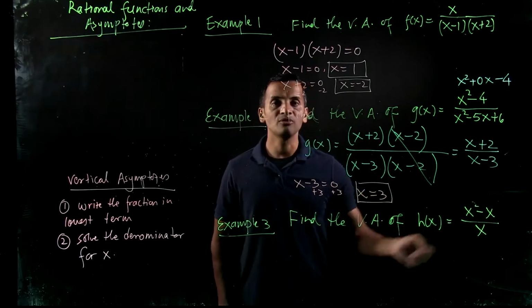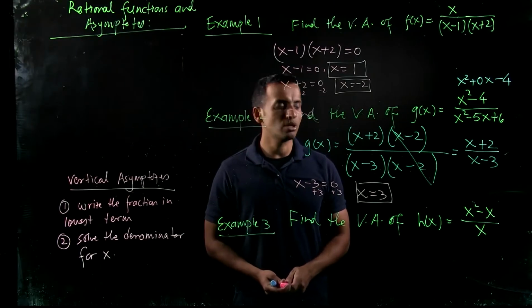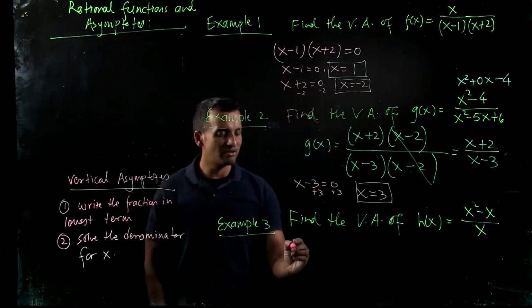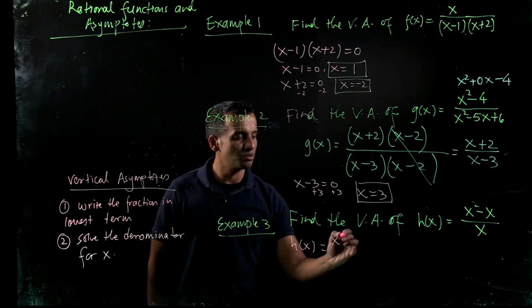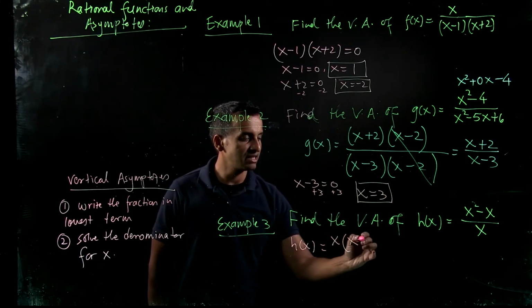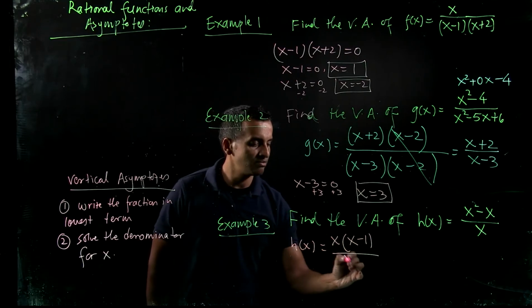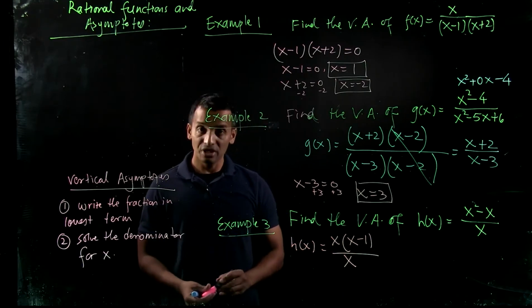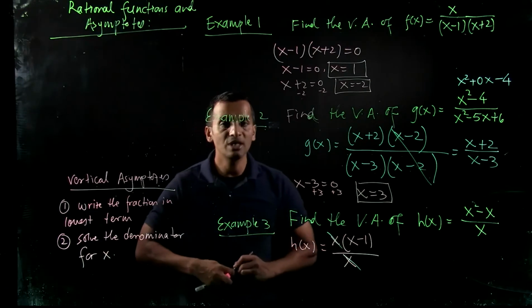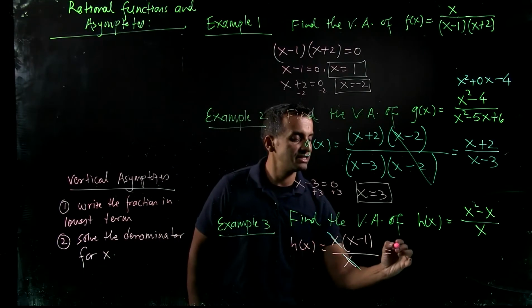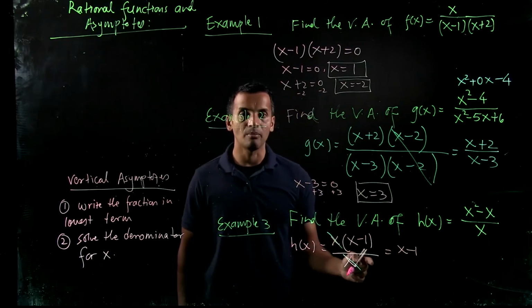It has just two terms, right? Is there anything common in both of those? Yes, there is. So you can write h(x) equals, factor out x from the top. What is left? x and then minus 1, and from the bottom there is just x, right? x is common to the top and bottom. You cancel those x, so what is left is x minus 1. It is on the top.